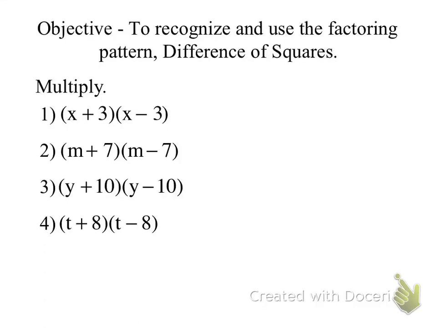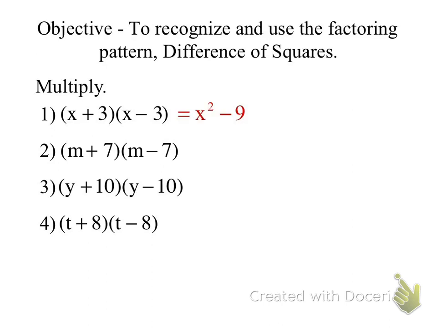Okay, so today we're doing difference of squares. When we gave this to you last week, we had two binomials that looked the same with a different sign. We know that the outer and the inner terms ended up getting canceled. So the first one would be x squared minus 9.